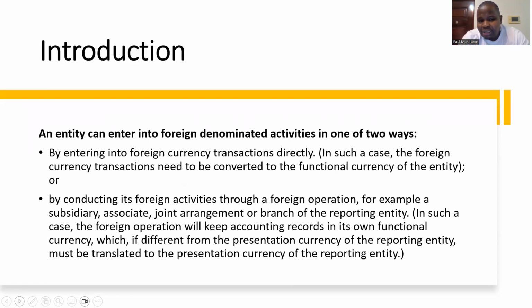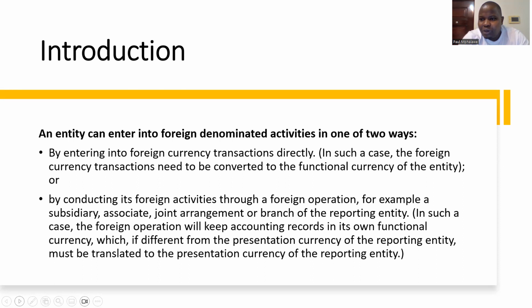In such a case, the foreign operation will keep accounting records in its own functional currency, which, if the currency is different from the presentation currency of the reporting entity, the reporting entity must translate the transactions into a presentation currency. I hope it makes sense.